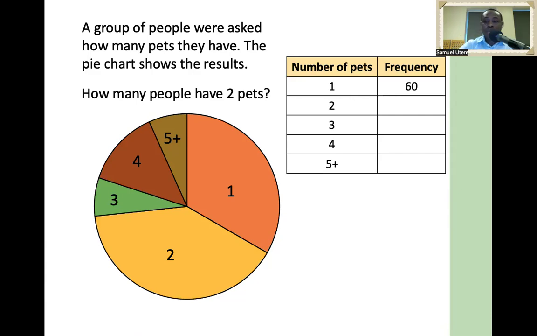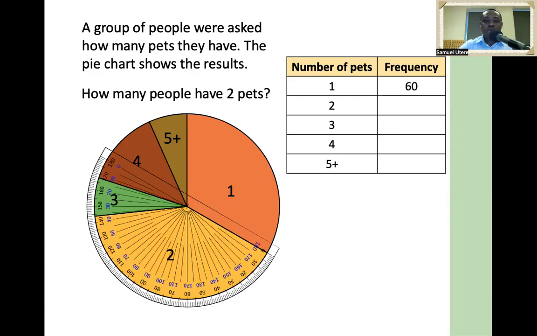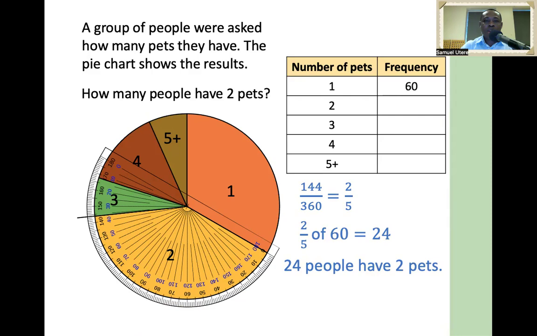Well, the first thing we do is we can measure the angle for the proportion of people that have 2 pets. So if we measure that, we would see that 2/5 of people have 2 pets. But here is what somebody has done. They then worked out 2/5 of 60, which is 24, and they said 24 people have 2 pets. Can you spot the mistake?